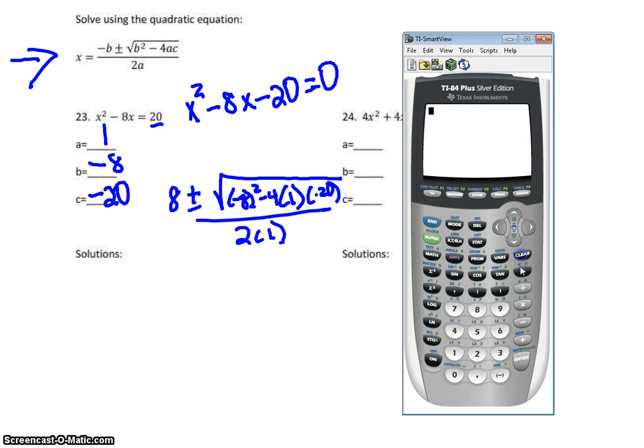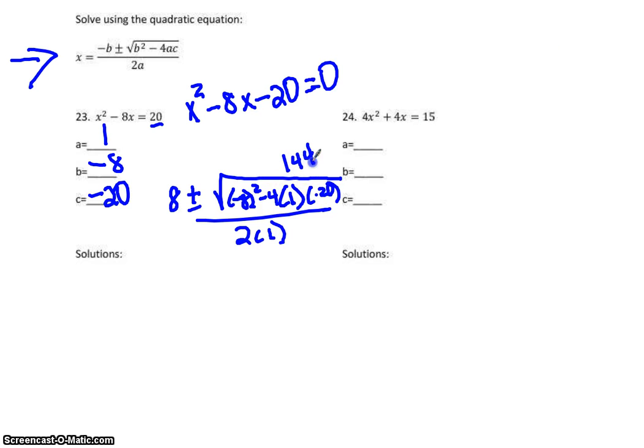Let's go to your home screen, clear it out, and we're going to say parentheses negative 8. When you're writing a negative number or squaring a negative number, make sure you put it in parentheses and the squared's outside. Minus 4 times 1 times negative 20. And you get 144, okay? That's what that's equal to.